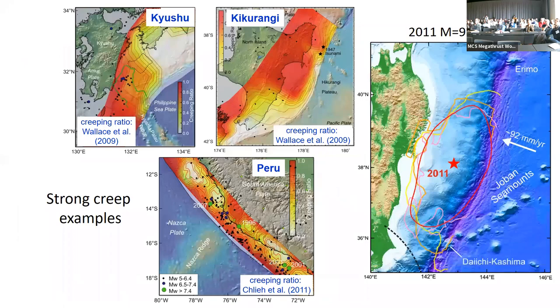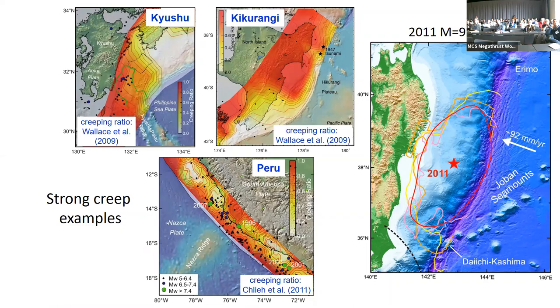There are some examples of strong creep, and these are from geodetic data. When you see red here, it's creeping here. We have a lot of creep here with complex incoming geometric anomalies. So these are our examples of creep. But creep can happen not only because of a very rough incoming plate, geometry, or complex fault zone structure. It can creep for other reasons we don't fully understand.